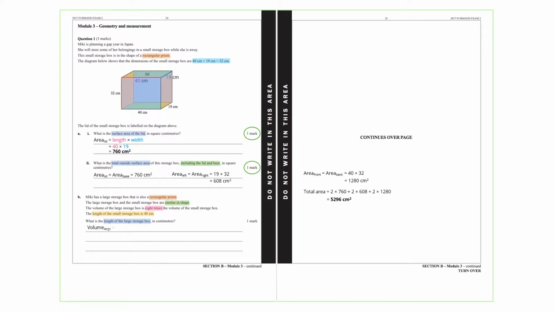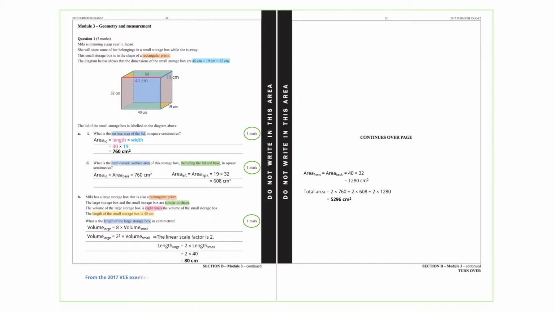We start from the fact that the volume of the large storage box is equal to 8 times the volume of the small storage box. 8 can also be written as 2 to the power of 3, which means that the linear scale factor in this case is 2. So the length of the large storage box is equal to 2 times the length of the small storage box. That is 2 times 40, which is 80 centimeters. This question is worth 1 mark for the correct answer.